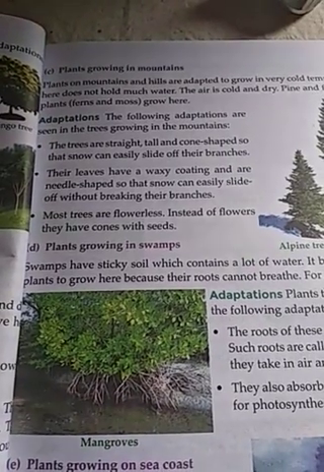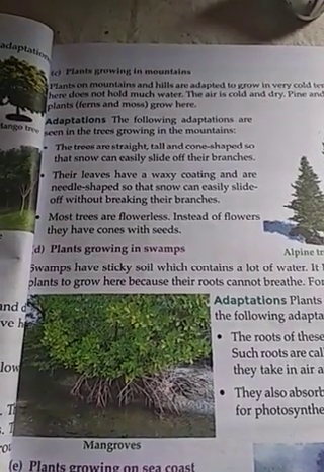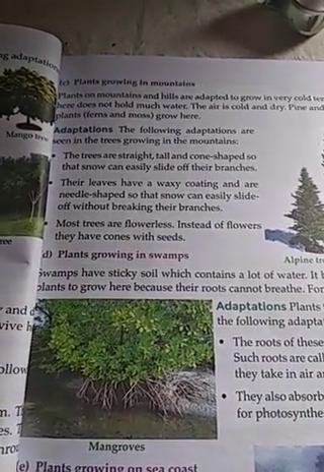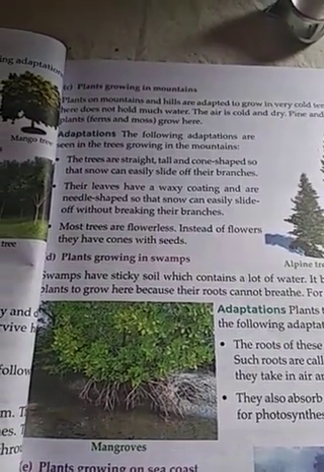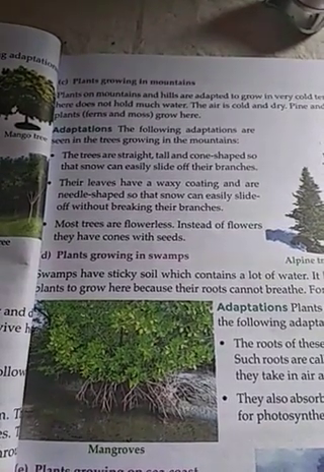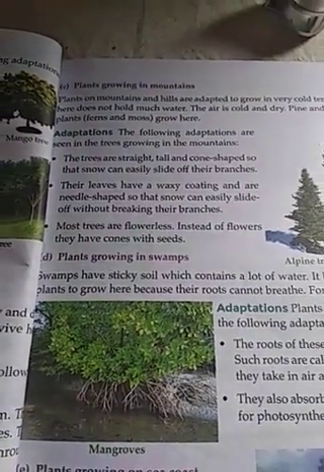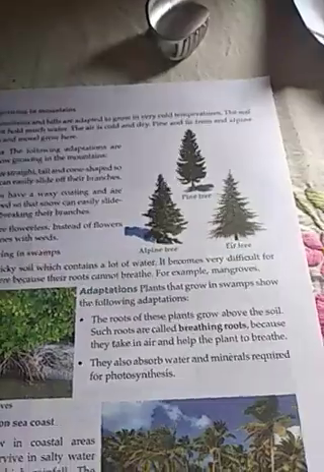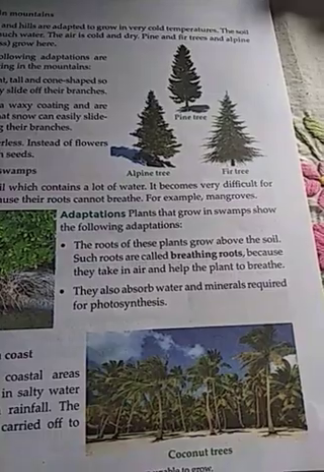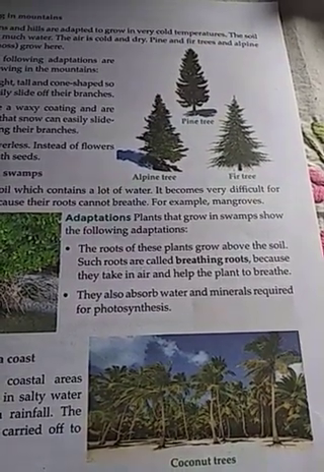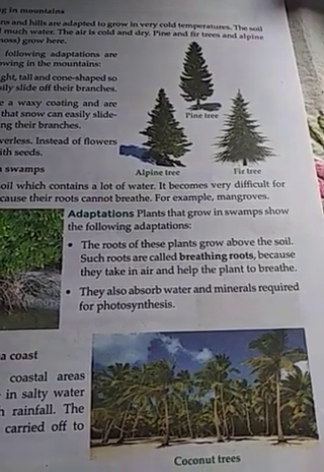How will the roots breathe then if it's not possible inside the soil? So the roots, they come out. They come out of the soil upwards, and then they can breathe easily. So these types of plants whose roots come out of the soil to breathe are called mangroves. Okay. So now let us see what's given in our book. What are the adaptations of such plants? Plants that grow in swamps show the following adaptations.